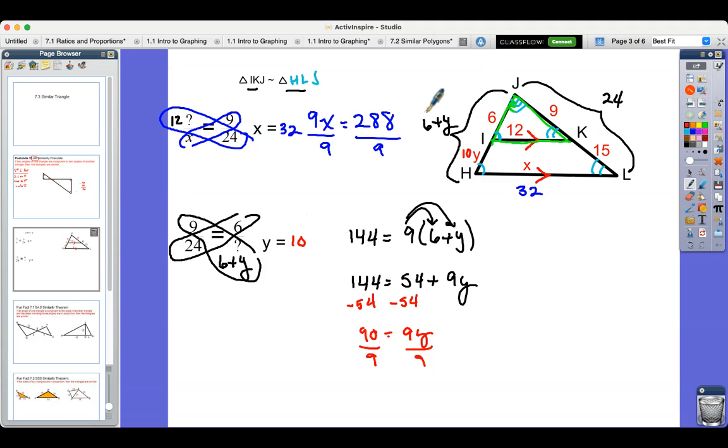Now, if that's 10, what's the proportion to the whole thing? The whole thing is 16. All right, y'all. But again, the question is, what's y?